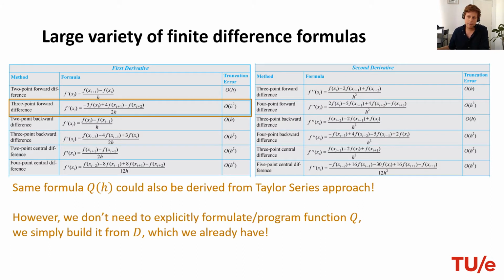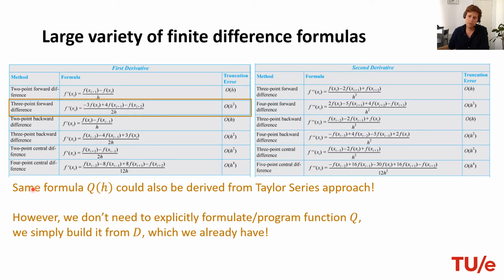Now, if we take a brief step back and look at one of the overview slides from one of the previous sections, we see that this formula Q h, which we derived in the previous slide using Richardson extrapolation, could also have been derived from a Taylor series approach. This is a 3-point forward difference scheme derived from a Taylor series approach. It's also derived explicitly in your textbook if you're interested, and it's exactly the same finite difference scheme that pops out.